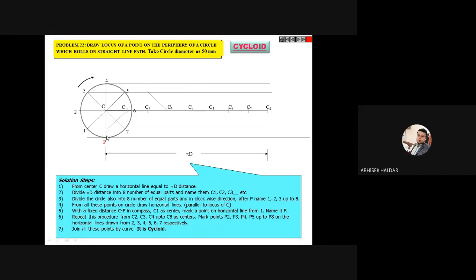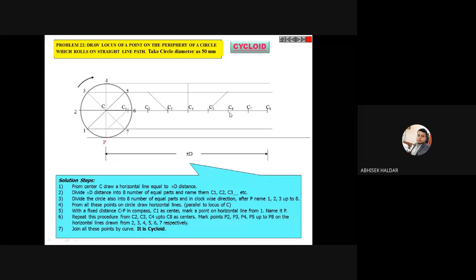Because this point I am tracing, point P, is rolling on the right hand side. It is rolling in the clockwise direction. So as my circle is rolling in clockwise direction, obviously my P point will shift towards right. This fourth point is the middle position. Then if the circle rolls more, obviously my point will shift towards right. So I'll cut over here, not on the left. That will be wrong because my circle is rolling on the right side.